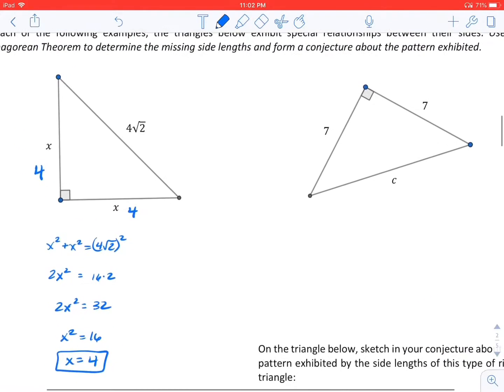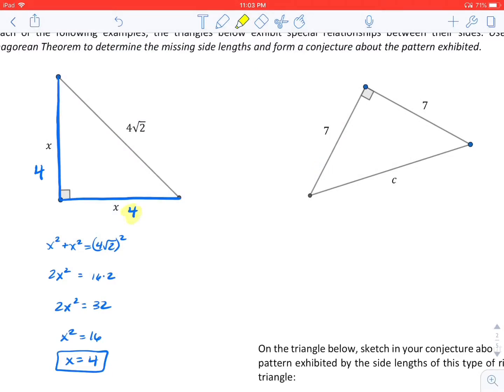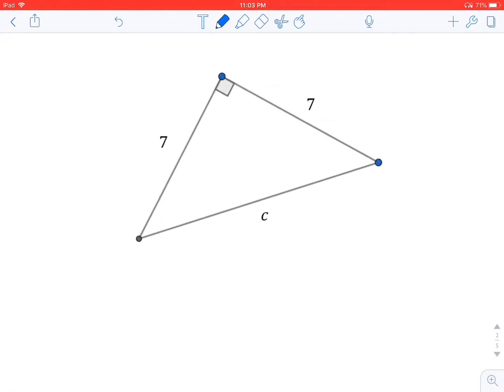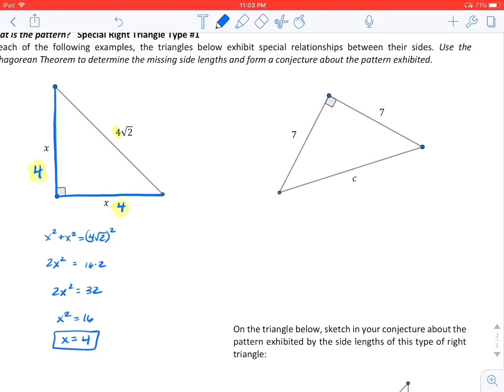It seems to me in this first example, these two leg lengths are the same, and there may happen to be a relationship between this number 4 in each of the leg lengths and the hypotenuse having a factor of 4 outside the radical. But let's see if we can spot that pattern.